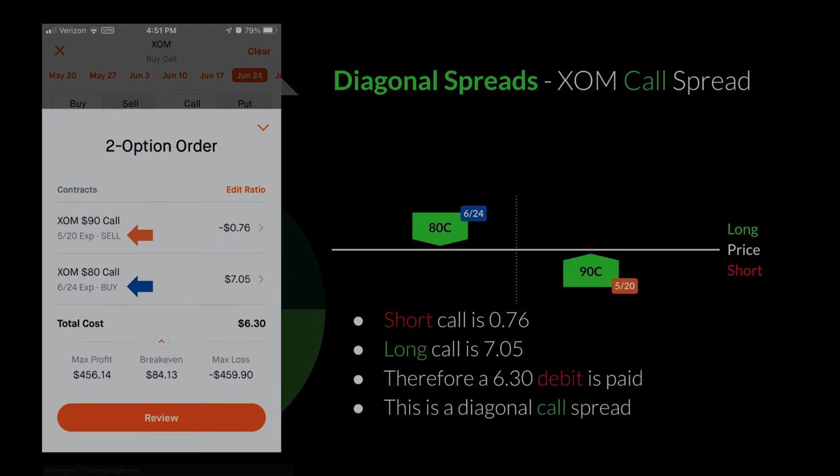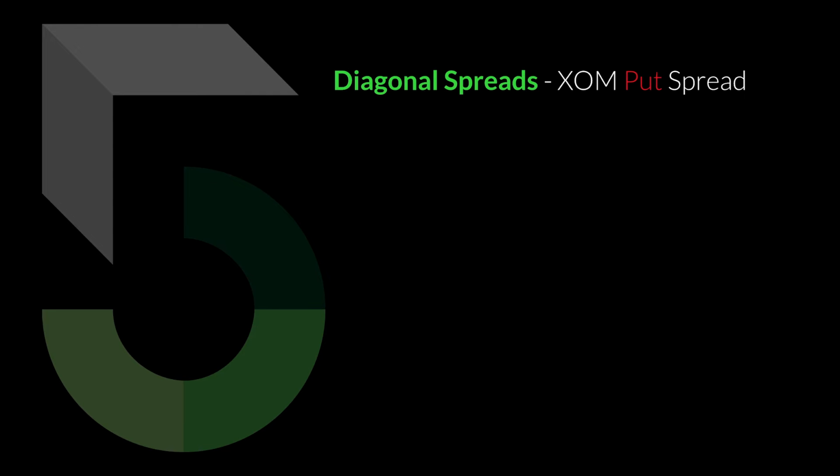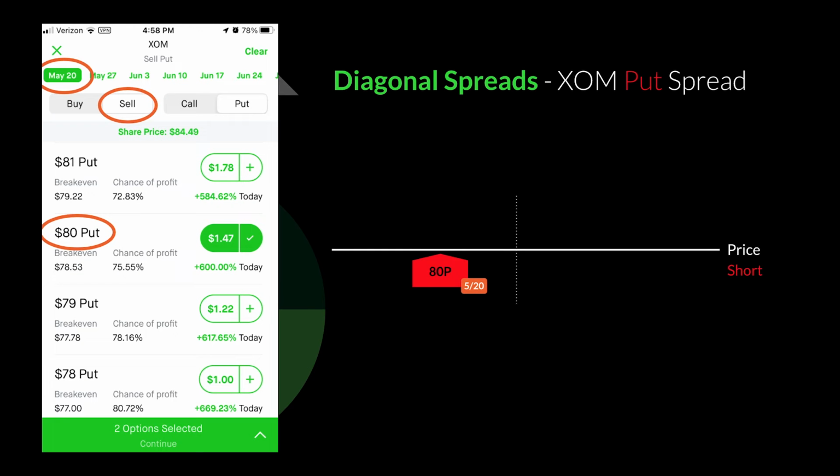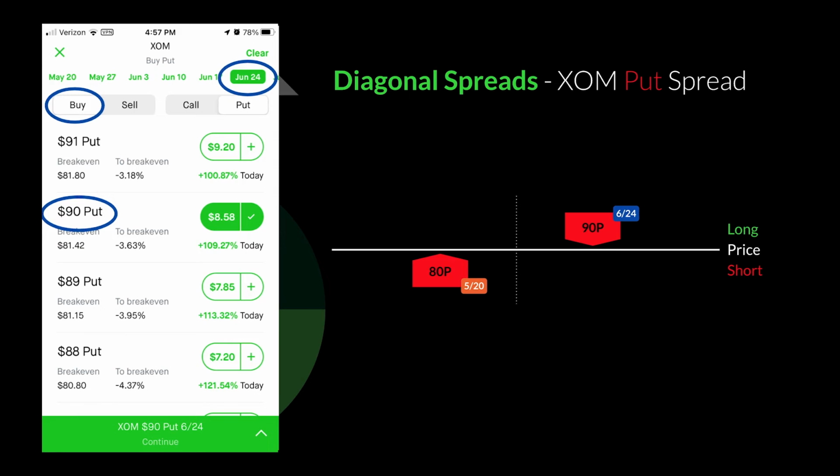All right, so let's now look at a put spread using the same ticker symbol, XOM. So our current stock price, and here we have our short put. And so we have the 80 put for 520. We're selling this one, and then we're going to be buying the 90 put, 624. Now, this is just an example. I'm not recommending this at all. I'm just showing you what it would look like on Robinhood and what the trade setup would look like on this diagram.